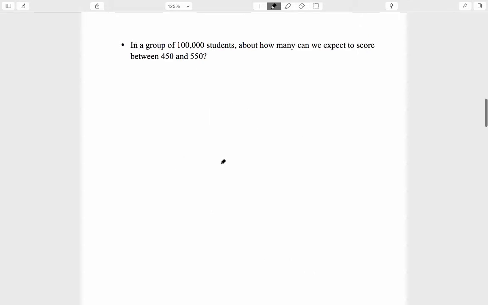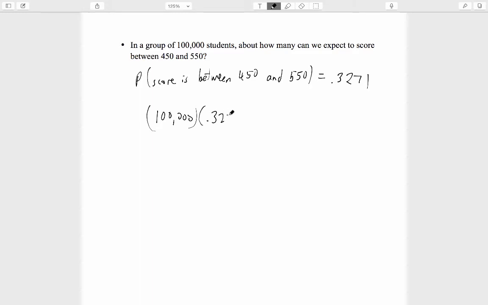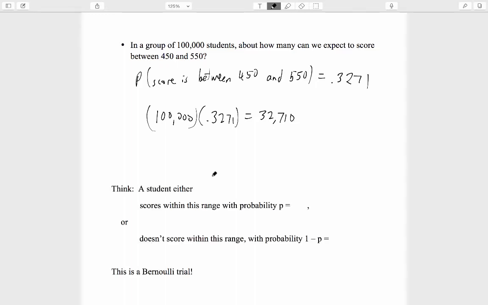In a group of 100,000 students, about how many can we expect to score between 450 and 550? We earlier computed the probability that a score is between 450 and 550 equals 0.3271. The key here is not to think too hard about this question. To say that the probability that an individual score falls within this range equals 0.3271 means that in the long run, 32.71% of the students are going to be scoring within this range, and 32.71% of 100,000 students equals 32,710 students.